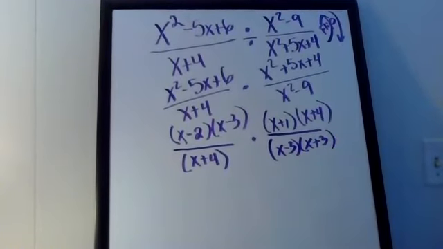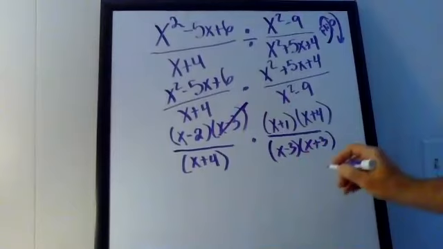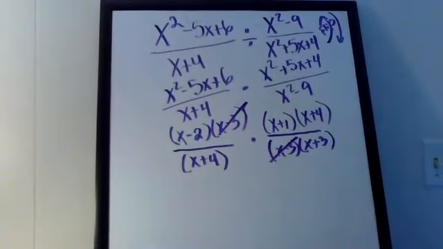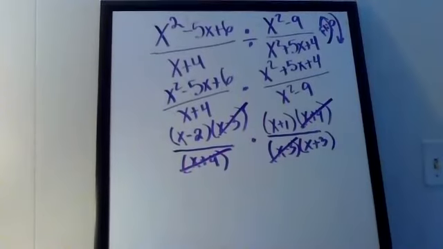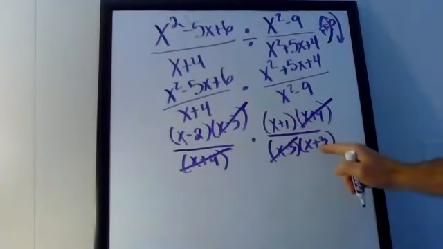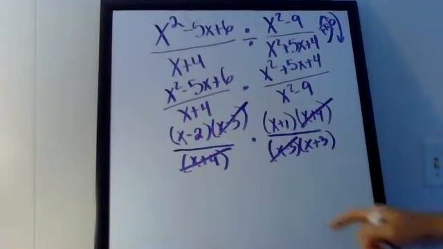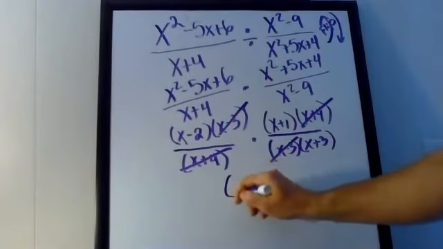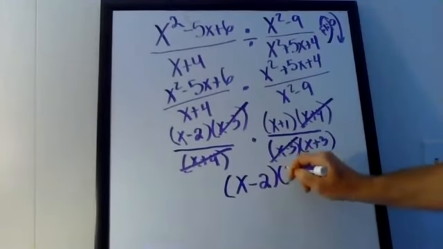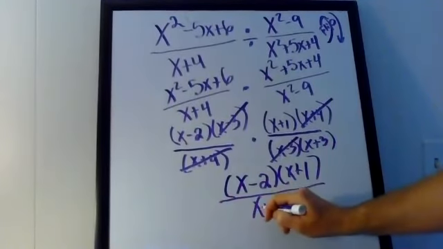At this point, I just start canceling out values or binomials that are exactly the same. So you'll notice this x minus 3 is exactly the same as that x minus 3. This x plus 4 is exactly the same as that x plus 4. And then you'll notice I have an x minus 2, an x plus 1, and an x plus 3. We can only cancel out up and down, okay? And you'll notice none of them are the same up and down or vertically. So I'm gonna write x minus 2, x plus 1, all over x plus 3.